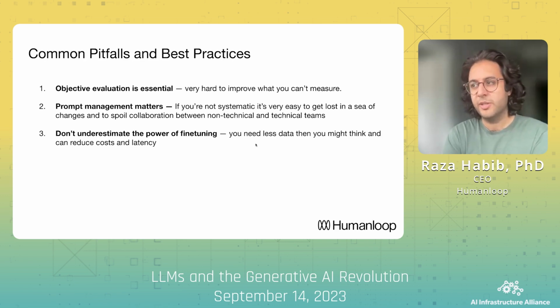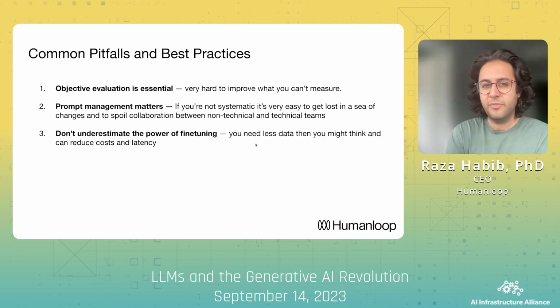Why objective evaluation is so important, why it's difficult, and some of the things you can do to actually overcome it. I'm going to talk about the importance of prompt management, because I think this is something that's actually really underestimated. If you're not systematic in how you iterate on prompts, it's really easy to get lost in a sea of iteration and change that's not actually improving things.